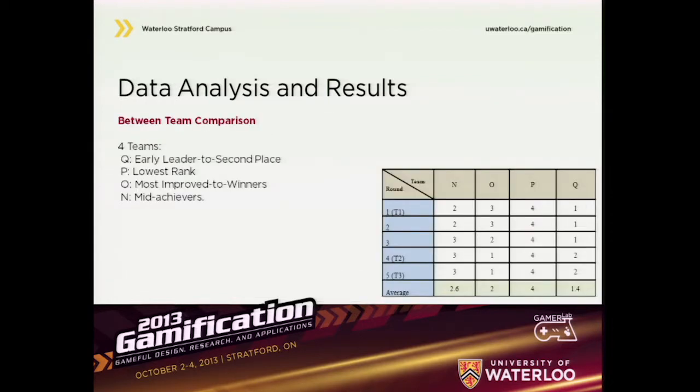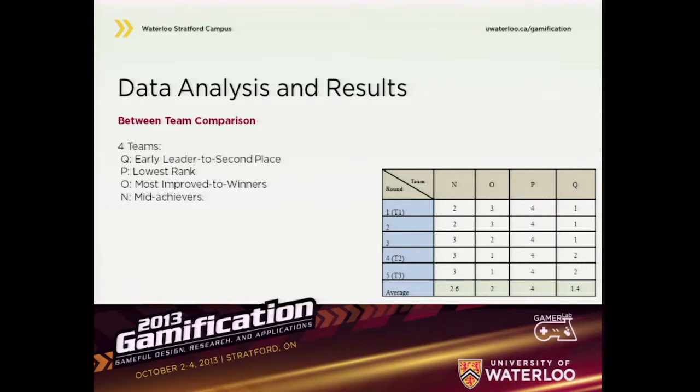And we did compare different groups to see if the groups that were losing had different results, if we could see different patterns for the teams that were losing versus the ones that were winning. And we divided them into 4 groups, like early leaders. Team Q is on the right side, and then they ended up in the 2nd place.